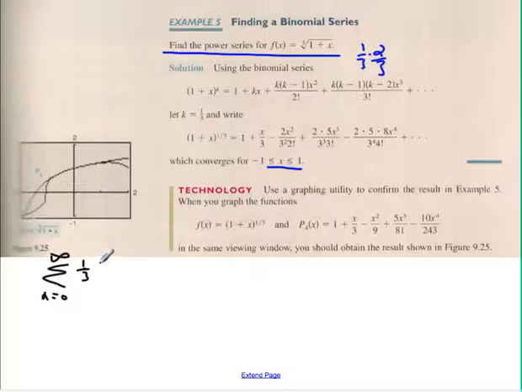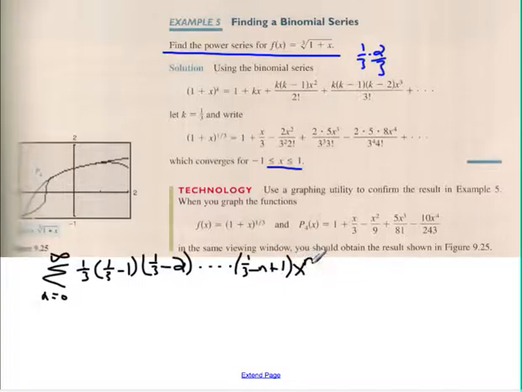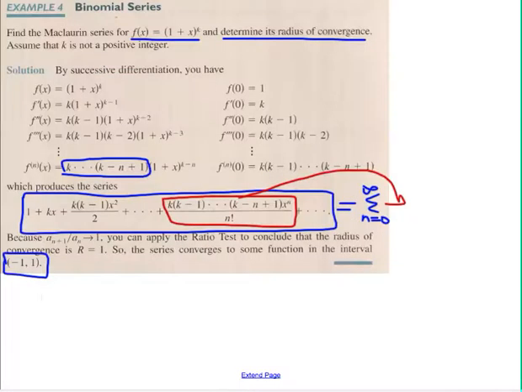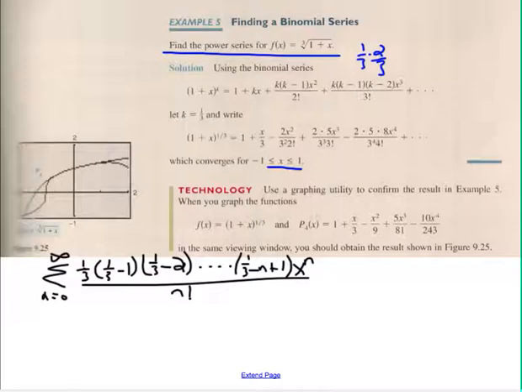Okay, so it's going to be 1/3, then 1/3 minus 1, then 1/3 minus 2, and since it's a series, it has to be carried out. And then at the end, we had 1/3 minus n plus 1, x to the n, and then it was all over n factorial, wasn't it? Let's go back and look. Yes, n factorial. Okay.